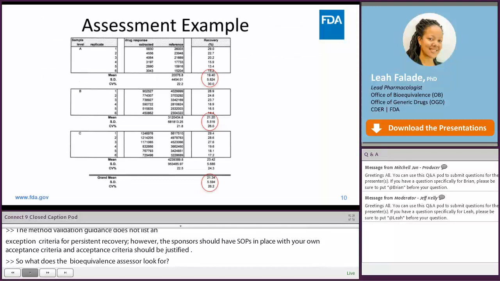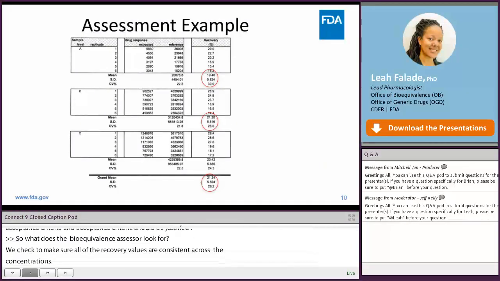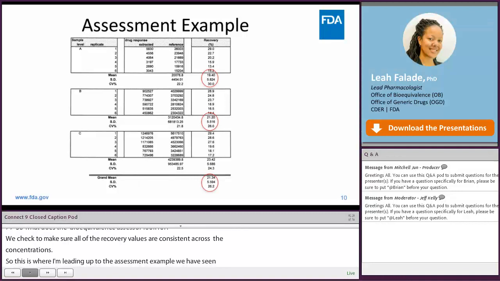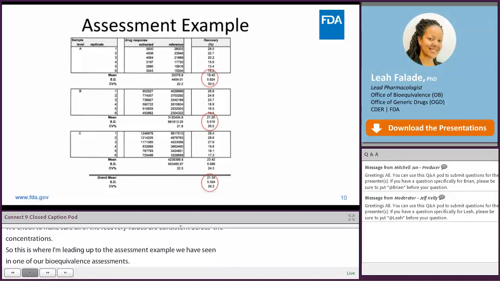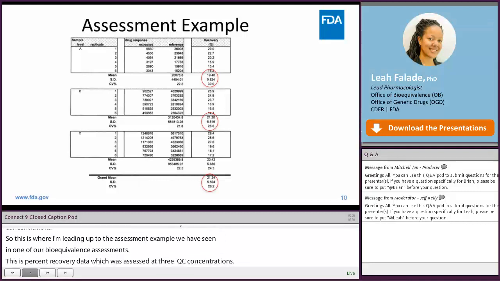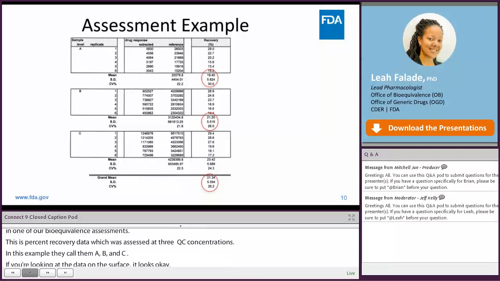So this is where I'm leading up to the assessment example we've seen in one of our bioequivalence assessments. This is percent recovery data, and as you can see, it was assessed at 3 QC concentrations. In this example, they call them A, B, and C. So if you're looking at this data on the surface, it looks okay. You have 19% recovery at level A, 21% at level B, 21% at level C. So that's okay. It doesn't have to be 100%.